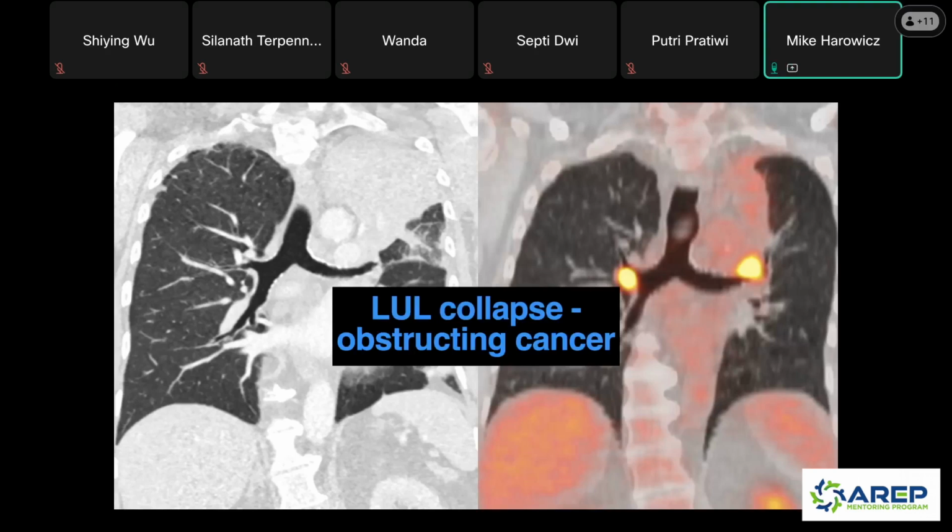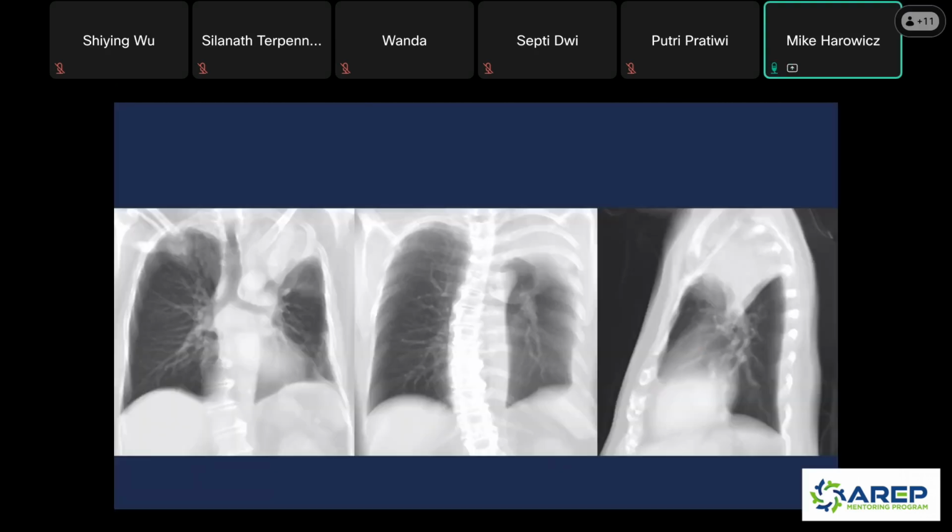So this is left upper lobe collapse due to an obstructing cancer. And I think this is really cool. I want to show everybody this here. So this is a coronal CT, these two images on the left, that I played with a little bit. And what I did was I made an average intensity image. So I summated a bunch of the slices in the coronal dimension. I think I picked 60 millimeters or 70 millimeters or something whereabouts that. And I summed those all together.